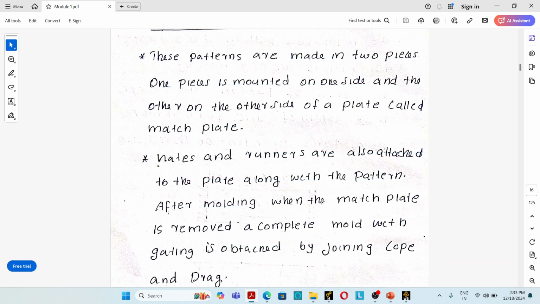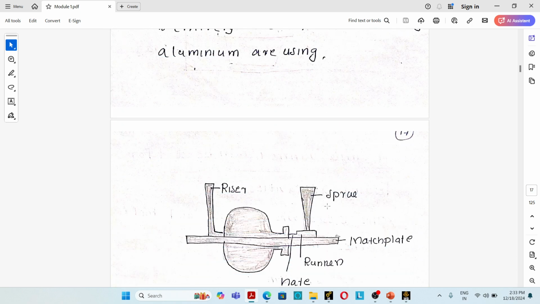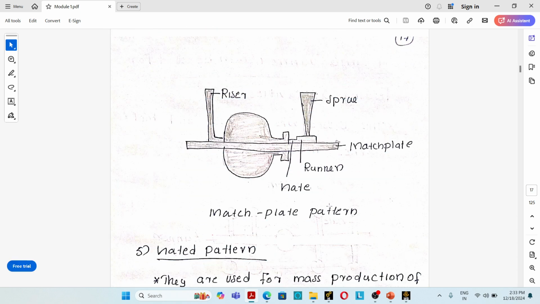The fourth one is the match plate pattern. This is a figure of a match plate pattern. In a match plate pattern, patterns are usually made in two halves. You can see that this is one half and this is the other half.